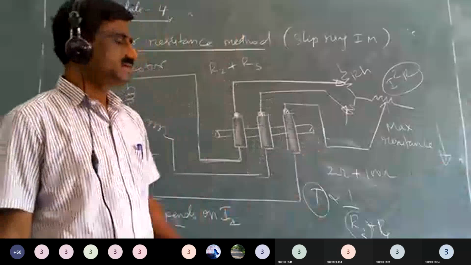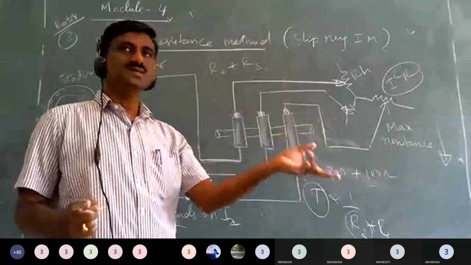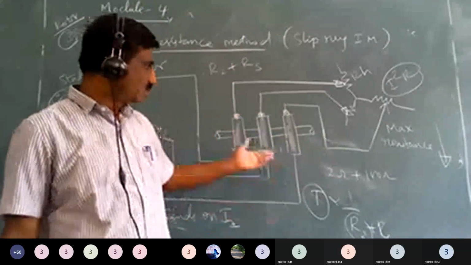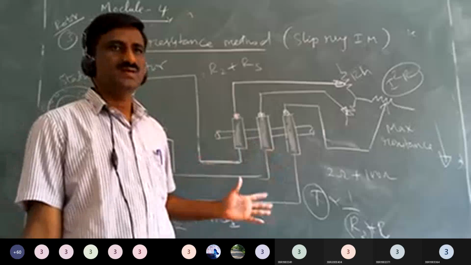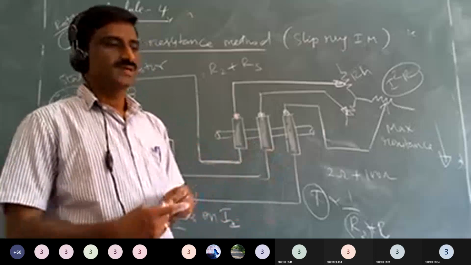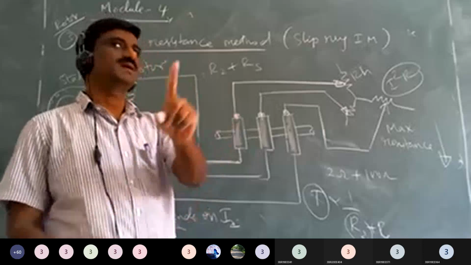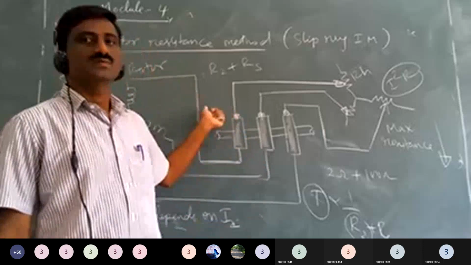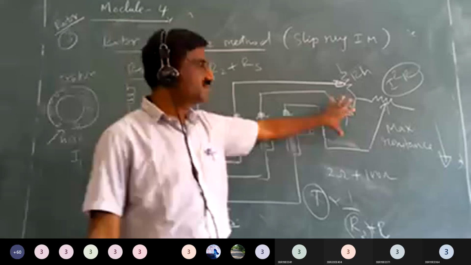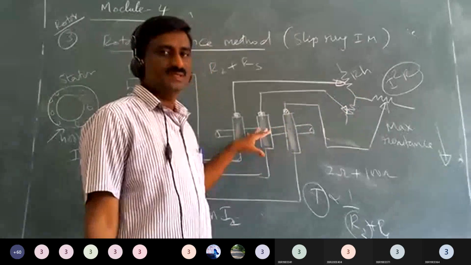Three techniques I told you for speed control of induction motor by stator side and rotor side. Even two more techniques are there from the rotor side, but I'm not going to discuss all those things. As per syllabus, only three techniques: stator side two techniques, rotor side one technique. This is the one technique only, the rotor resistance control method.